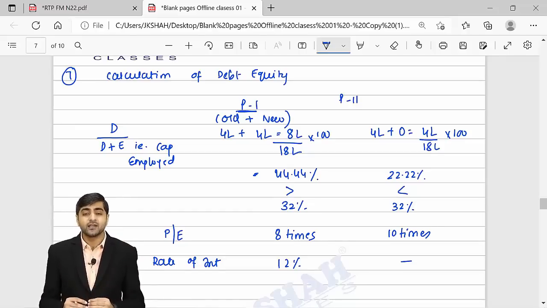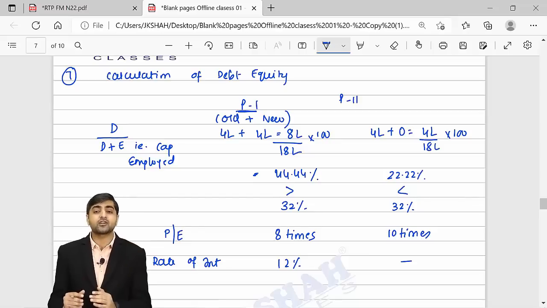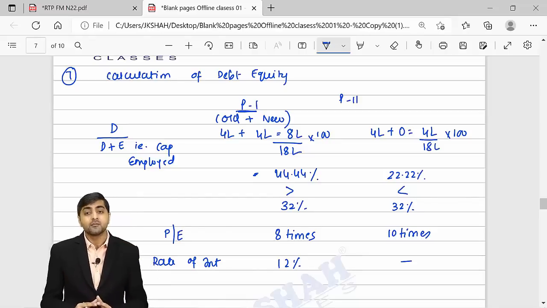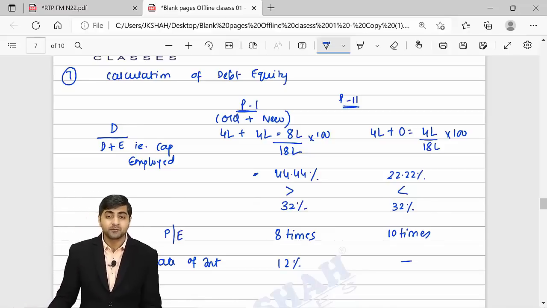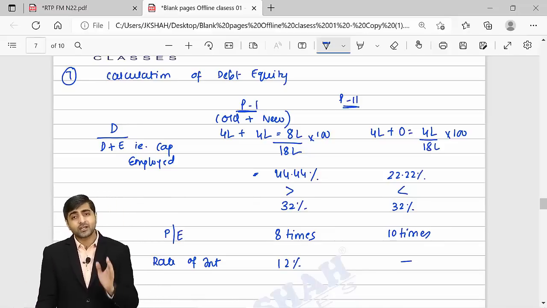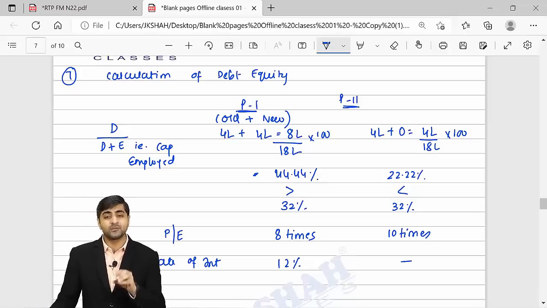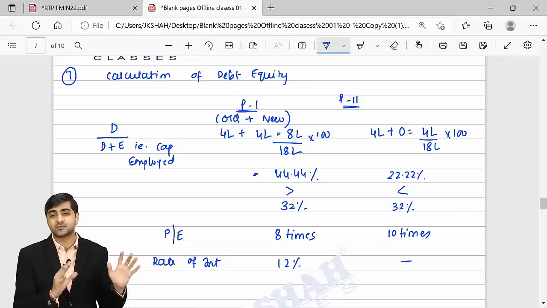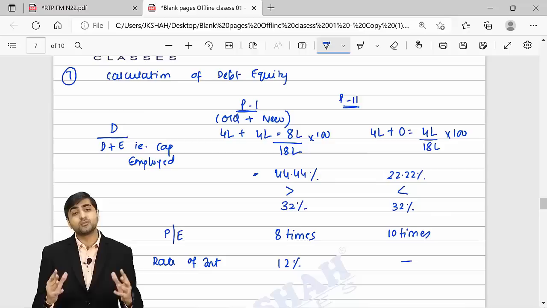So that is why your P/E ratio will fall down to 8 and your rate of interest is going to be 12%. But for your plan 2, because there is no new debt which we are taking, it will continue to be 22.22%, that is less than 32%, and hence your P/E ratio will be 10 times and your rate of interest for old as it is will be taken into consideration. So guys, now what should be your approach?